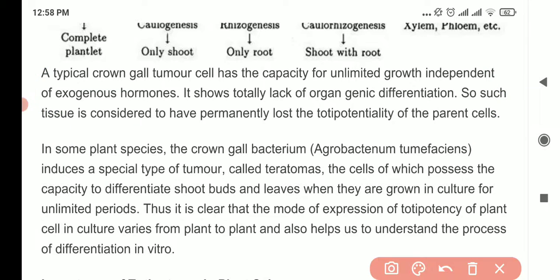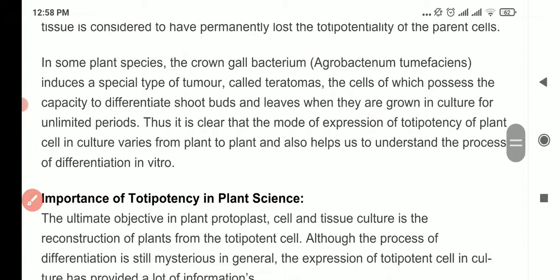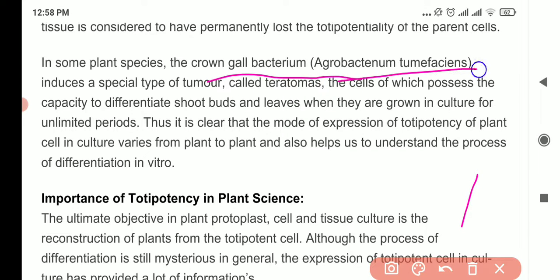Okay, means they have lost the capacity to be totipotent. They have no idea. They're just waiting for information, but something is wrong with the cells, the DNA, so they are not getting the information. They're just waiting, and in that process they just keep growing and growing. So the crown gall bacterium, Agrobacterium tumefaciens, will induce a tumor, known as teratomas.